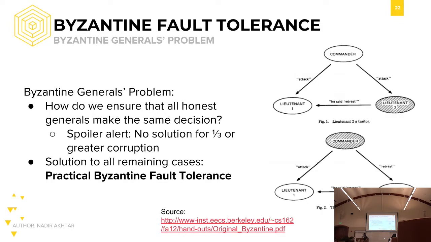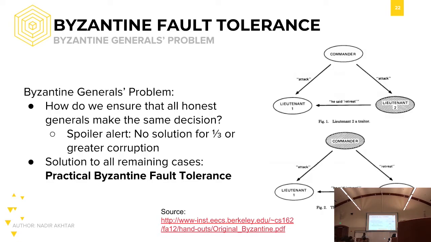Here's Lieutenant 1, Lieutenant 2, and a commander, all trying to agree on whether to attack or retreat, where the commander is the proposer and the lieutenants are followers. So the commander is honest. He tells both of his lieutenants we should attack, but Lieutenant 2 has been bribed by the city. He's been bribed such that he wants to avoid consensus within this network. So he says to Lieutenant 1, hey, Commander said retreat. Lieutenant 1 now sees 2 different views of the world. He sees the commander saying attack and the lieutenant saying retreat.